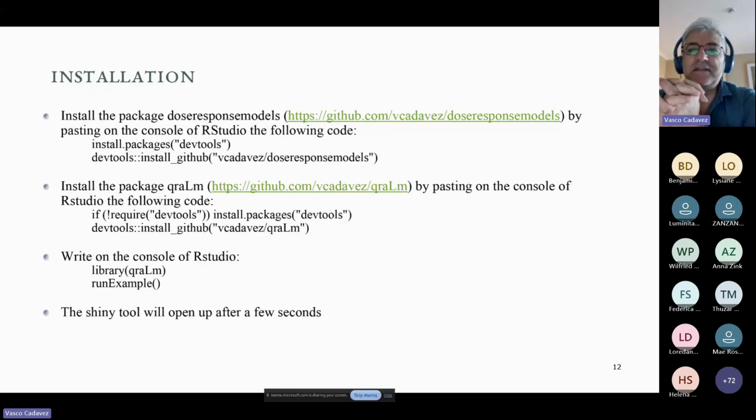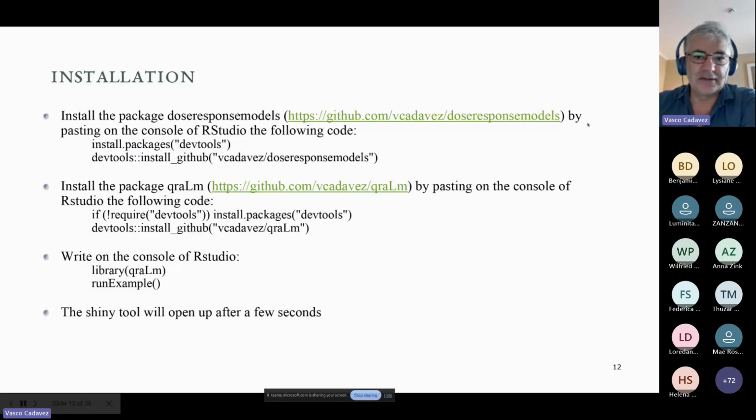We have 2 repos that you need to install for this work. One is about those response models, specifically for Listeria. So in this case, these dose response models are specific of Listeria monocytogenes, and you can see here that you have the code that you need to run in order to install these dose response models. After installing those response models, you can install also this QRALM package, and you have also the code here to install it.